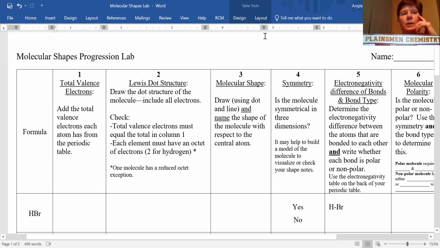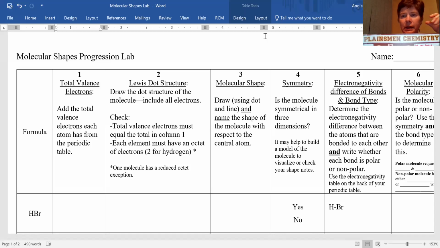Hi there. We're going to work on the molecular shapes progression lab. To work with this, you need either the handout that was given to you by your teacher in class, or you need to print out the document that's associated with this assignment. You'll also need your Plainsman periodic table. I have a copy of that here.